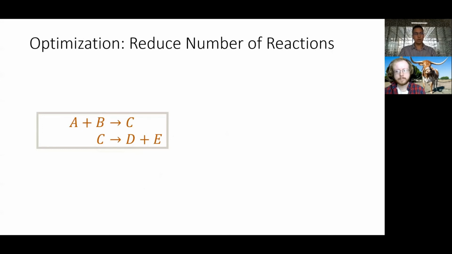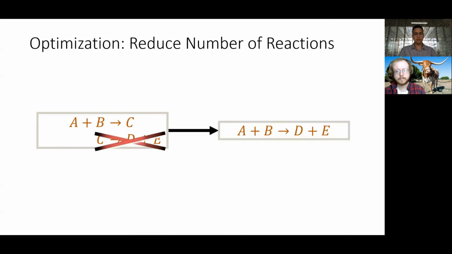Furthermore, I wanted to talk about another thing, and that is that non-competitive networks are susceptible to a certain kind of optimization, and that is if you have all unimolecular reactions, they can be eliminated. For example, this C goes to D plus E can be removed, where all appearances of C are changed to D plus E.